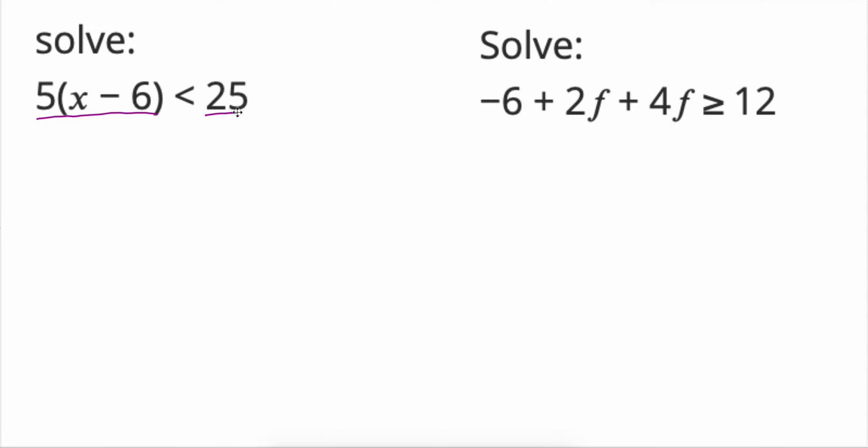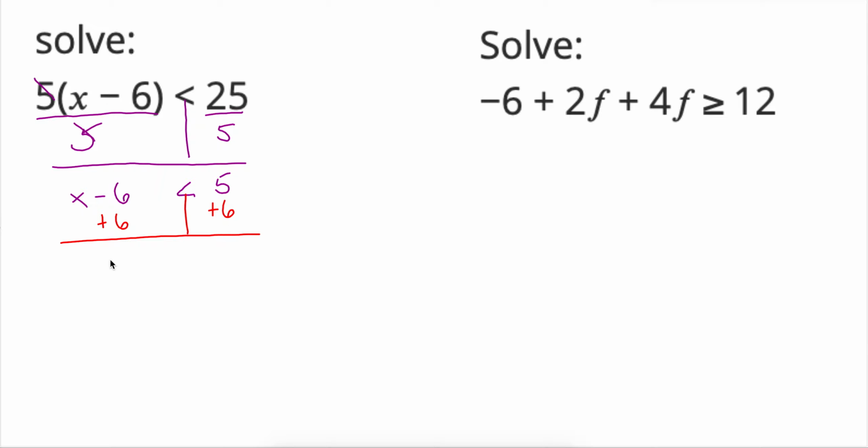First thing I'm going to do is divide by 5 to both sides. If I divide by 5, that gets rid of this. And I have x minus 6 is less than 25 divided by 5 is 5. Next step, get rid of the 6, or get rid of the negative 6. And we're left with x is less than 11. And you're done.